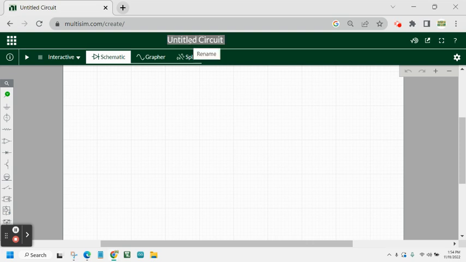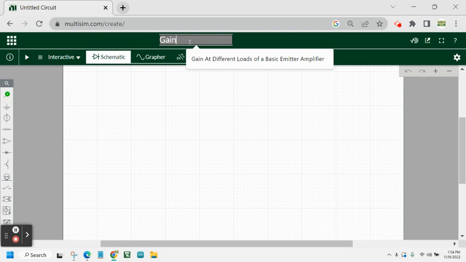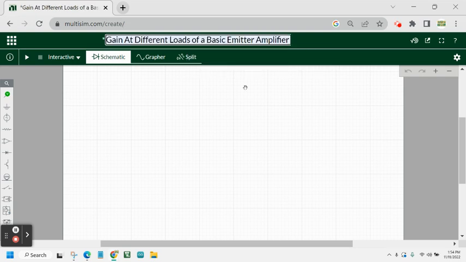First, let's put the title here: the gain at different loads of a basic common emitter amplifier.